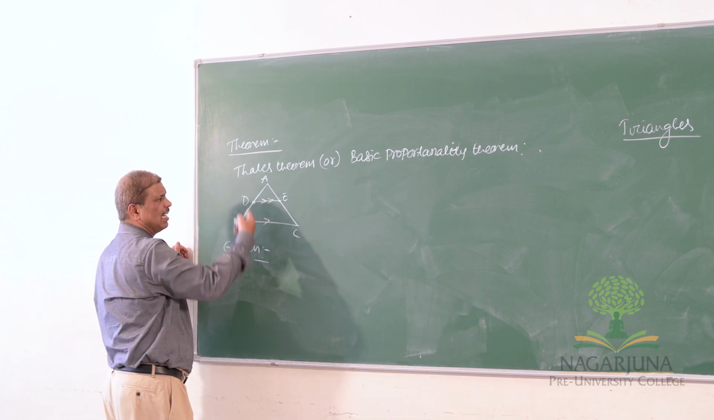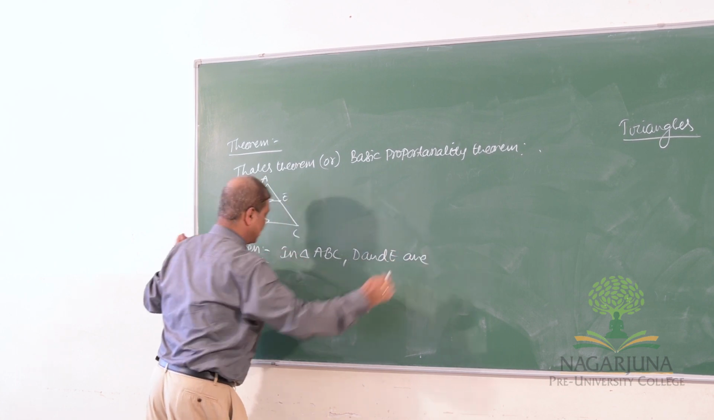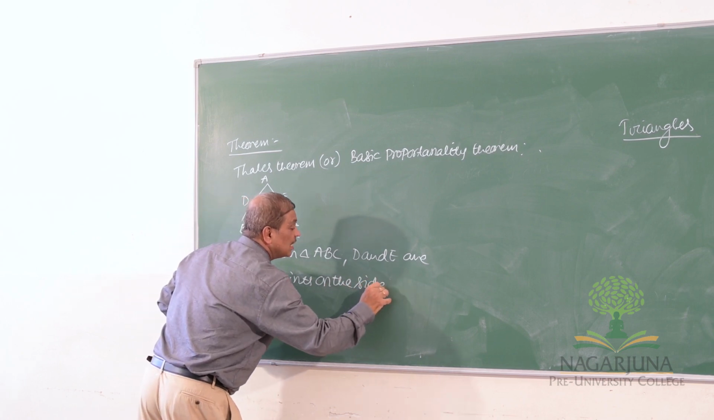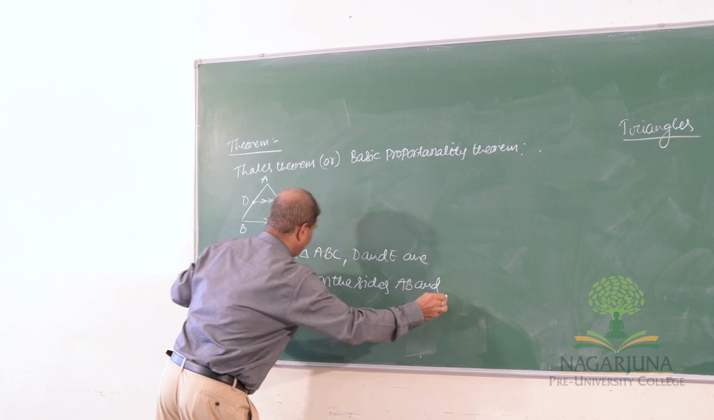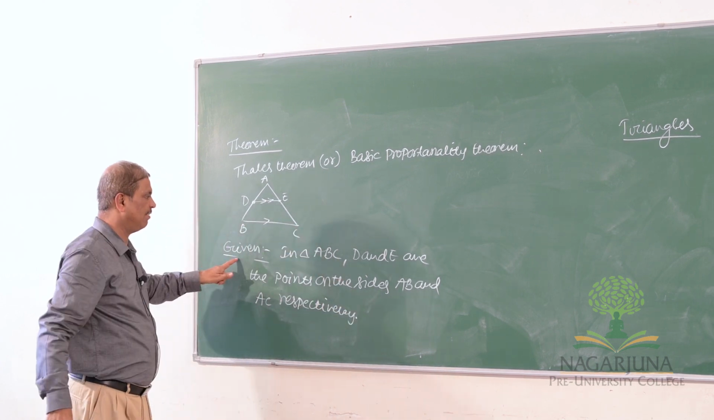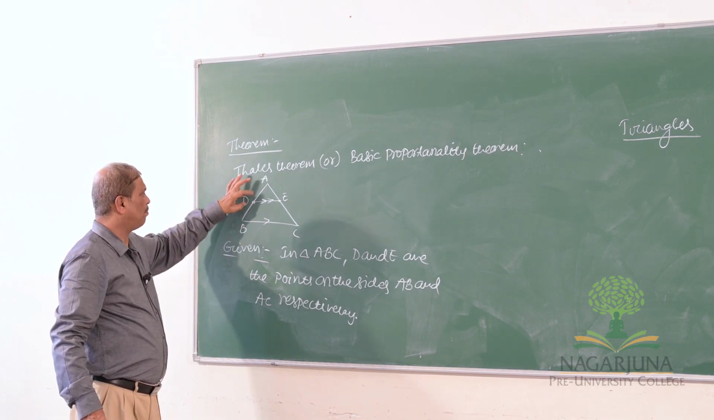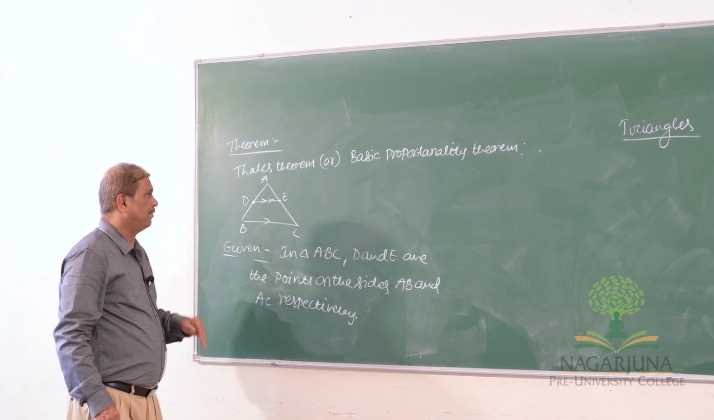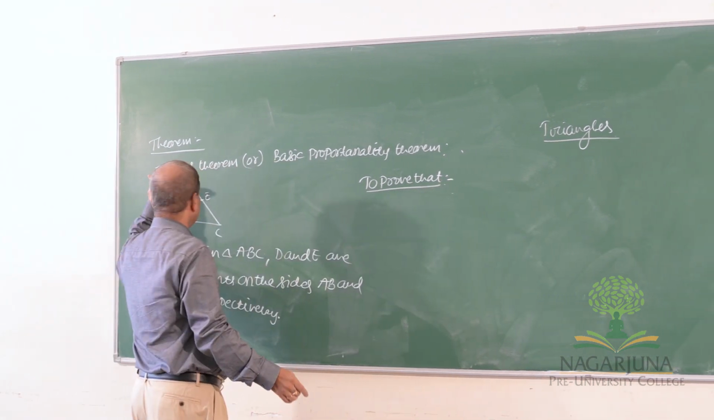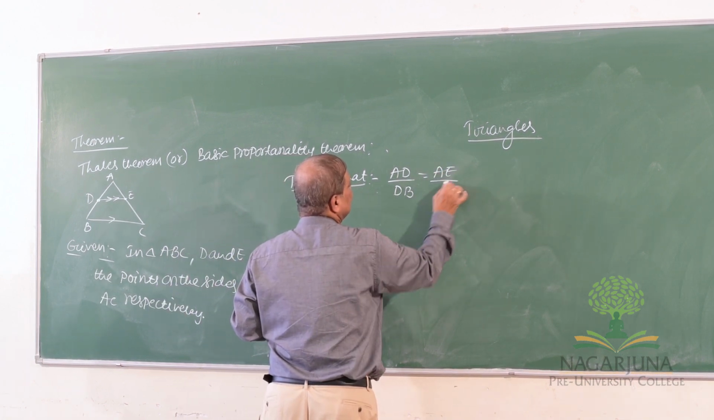Now come to the given. See what is given in the figure. In triangle ABC, D and E are the points on the sides AB and AC respectively. This is the first point. D is the point on side AB and E is the point on side AC. Then, what do you have to prove? According to the statement, AD by DB is equal to AE by EC, we have to prove.